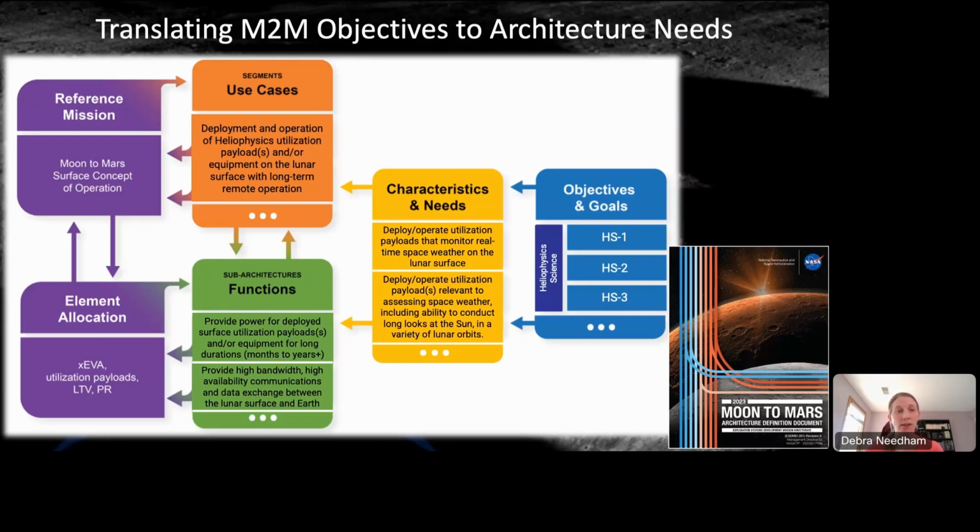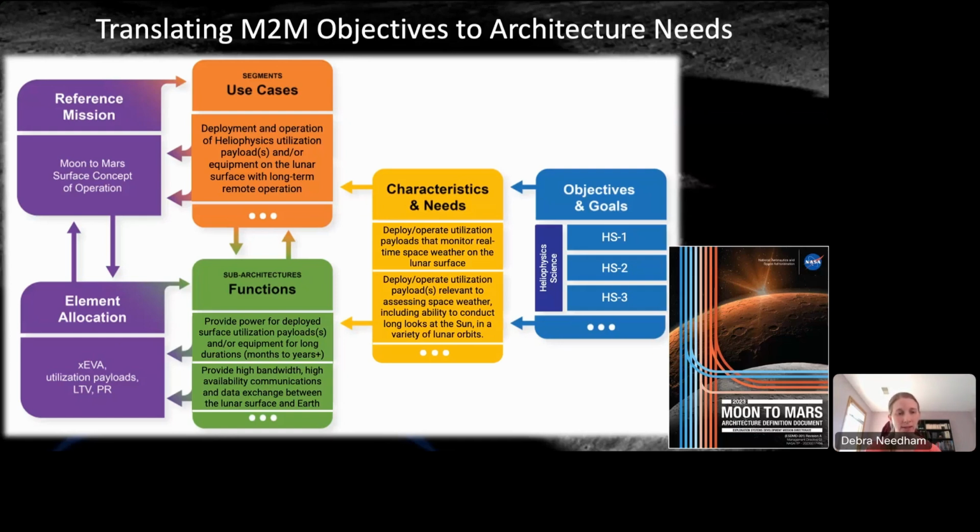We'd want to deploy and operate the payloads, like we physically want to actually operationally deploy the instruments and operate them. And that again goes to the next step. They sound really similar, but there are subtle differences for explaining what the next step down is. So we need to physically deploy and operate those payloads on the lunar surface with long-term remote operation.